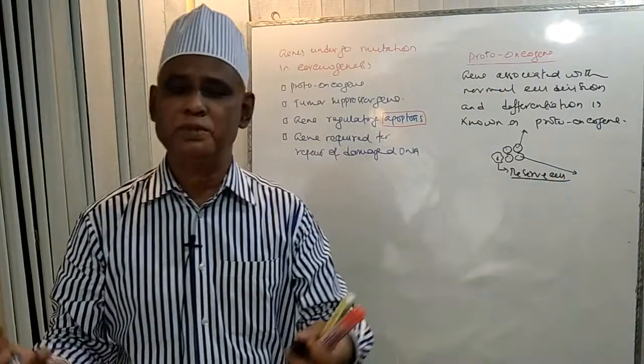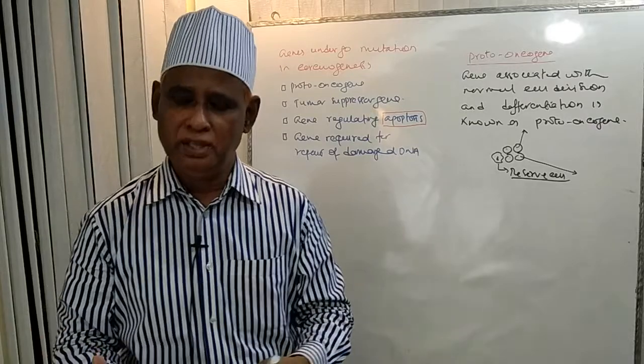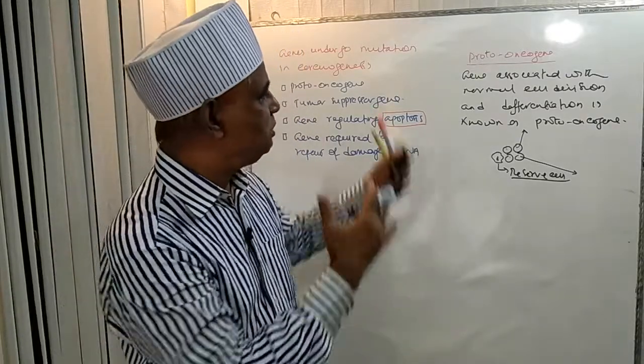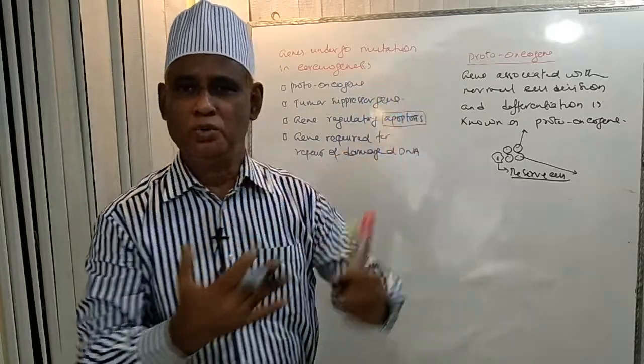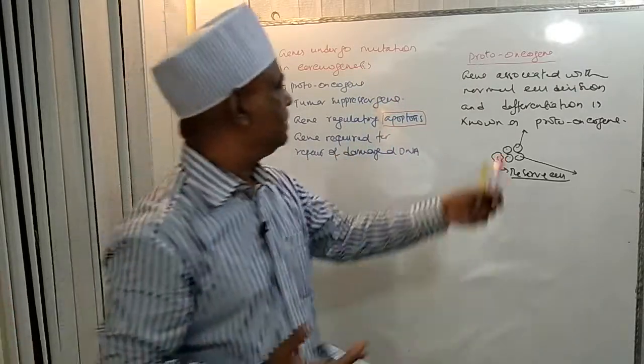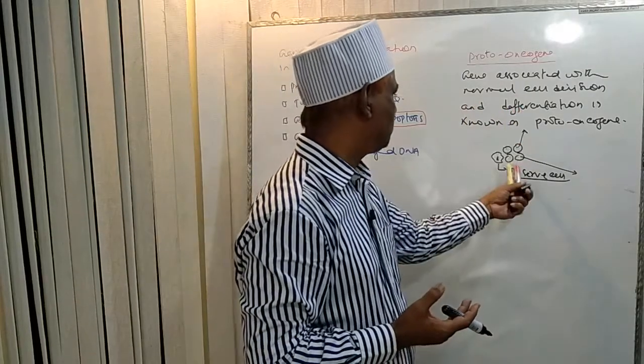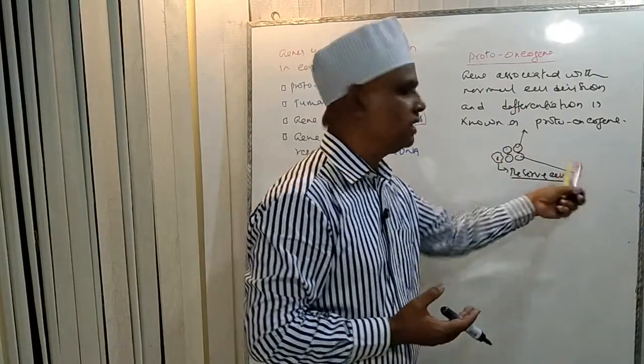Whether the reserved cell will multiply or not, and after multiplication whether this cell will differentiate to epithelial lineage or to mesenchymal lineage, it depends upon the proto-oncogene. So proto-oncogene is associated with normal cell division and differentiation.